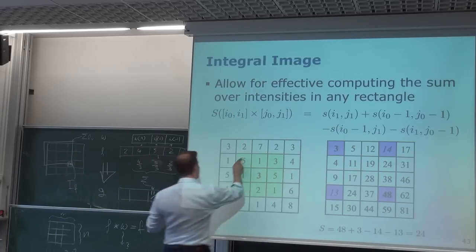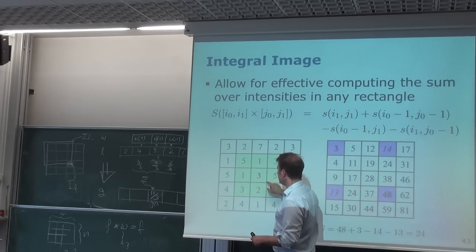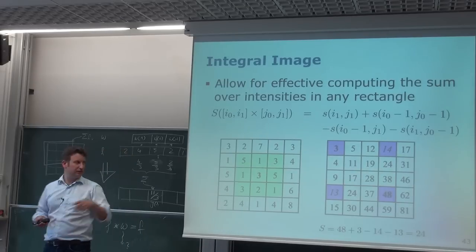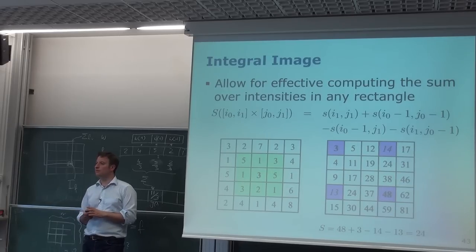Of course, if this green area, let's say, has a hole in there, I need to compute the sum of the green area and then subtract the hole again. So depending on how complex this shape gets, I may need more than 4 operations, but I typically can deal with just a very small number of operations.